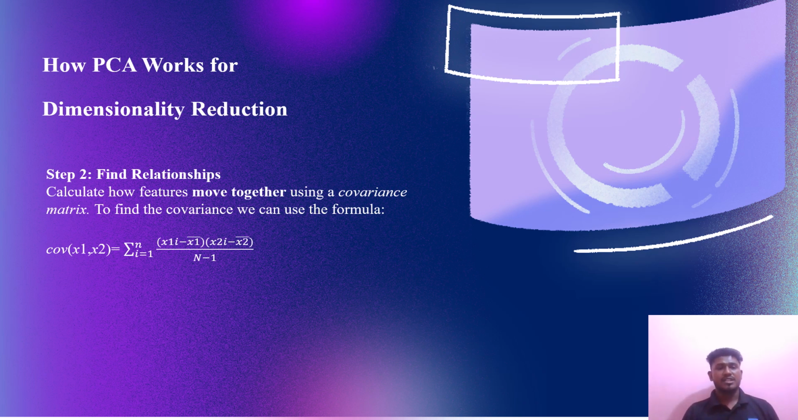Well, in the second step, we find relationships. Calculate how features move together using a covariance matrix. Here, the covariance matrix is the strength of joint variability between two or more variables, indicating how they change in relation to each other. We calculate the covariance matrix by the formula: covariance of x1, x2 is equal to the summation of i equals 1 to n of (x1i minus x1 bar) times (x2i minus x2 bar), divided by n minus 1.